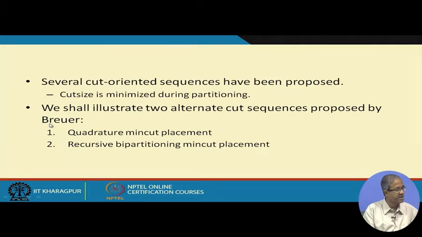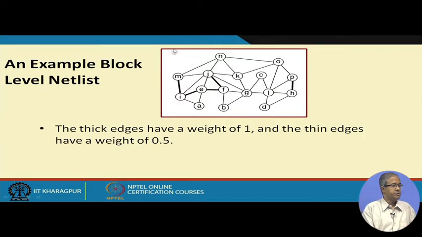Now, two alternate cut sequences shall be illustrated here. In fact, Brewer illustrated or stated a few more, but we are just illustrating two of them with example, so that you know exactly what is being done. So, this is the example block level netlist we are considering for illustrative purposes. Well, each of these circles can indicate a gate, right. And we are assuming that the thick edges, there are 4 thick edges, 5 thick edges, have a weight of 1, they are critical in some sense, and the thin edges have a weight of half, 0.5. So, when you make a cut, you will have to estimate the cut size accordingly, right.